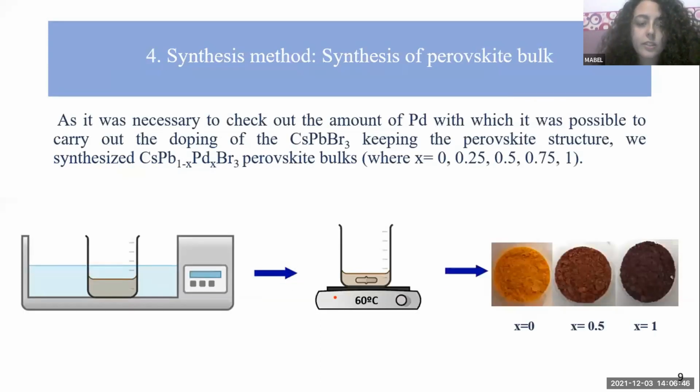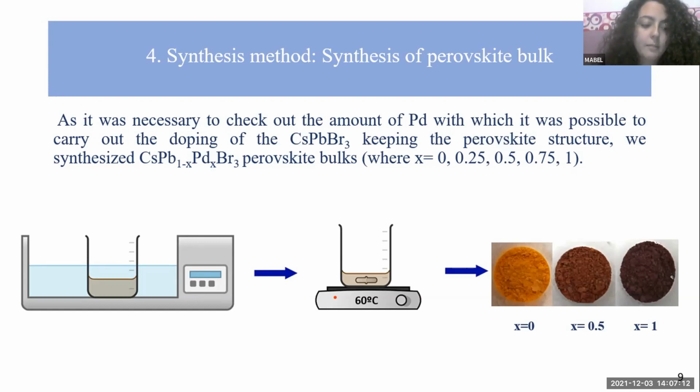As it was necessary to check the amount of palladium with which it was possible to carry out the doping of the cesium lead tribromide, keeping the perovskite structure, we synthesized perovskite bulks with the composition shown on the screen, where X is 0, 0.25, 0.50, 0.75, or 1.